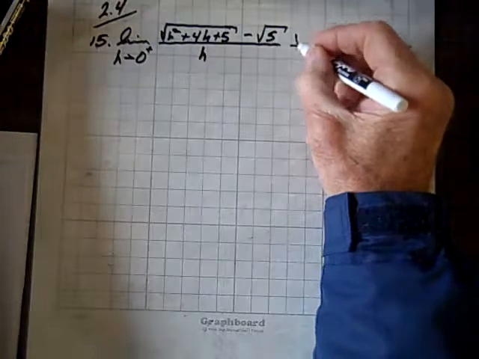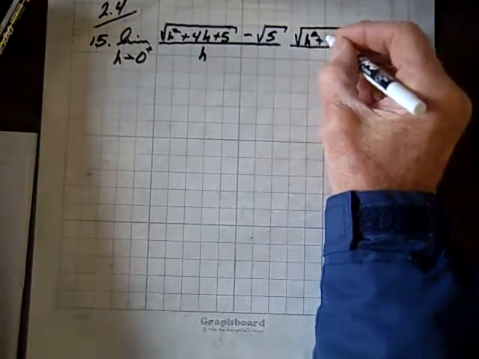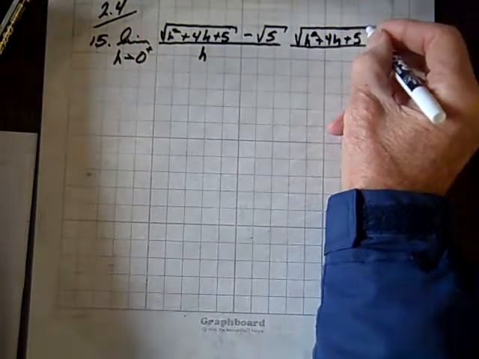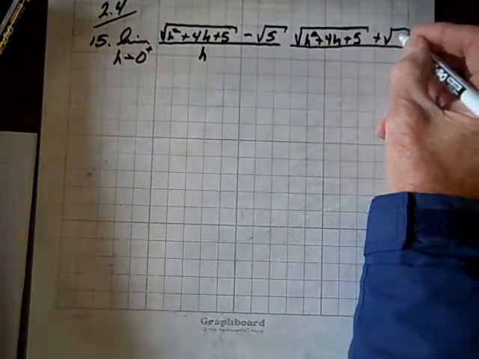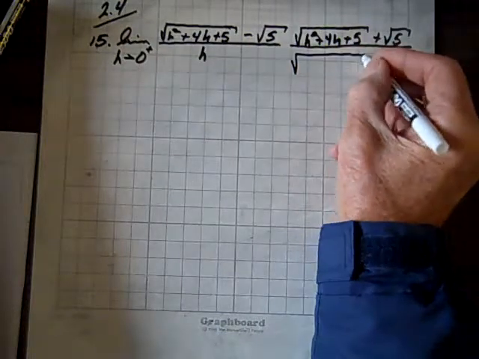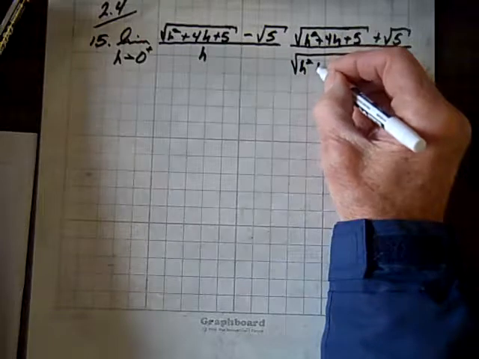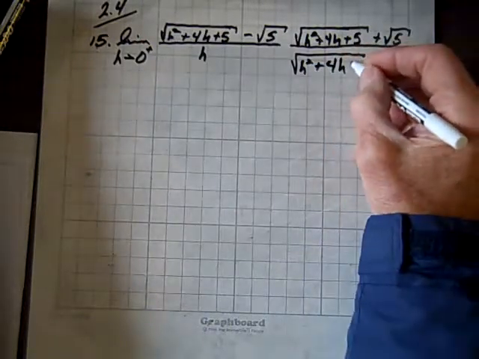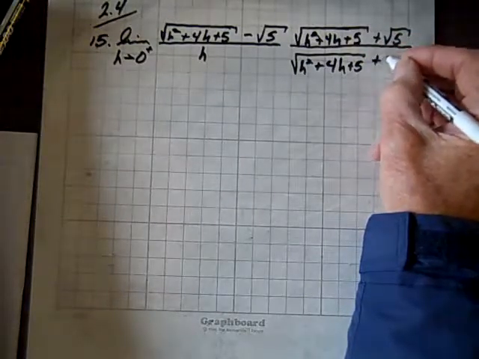So that's going to be the square root of h squared plus 4h plus 5, plus the conjugate, plus root 5. So I have to write the same thing on the denominator because I can only multiply by 1, and this quotient equates to 1 because everything divides out, plus root 5.